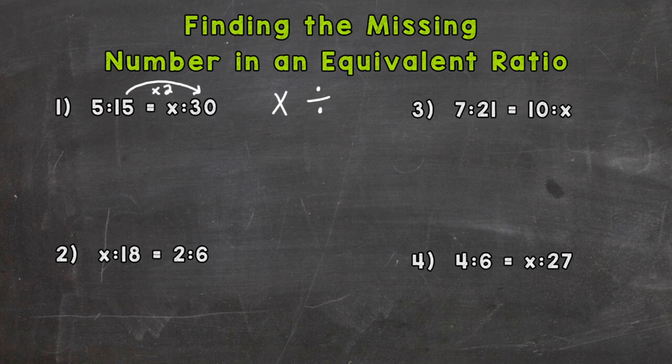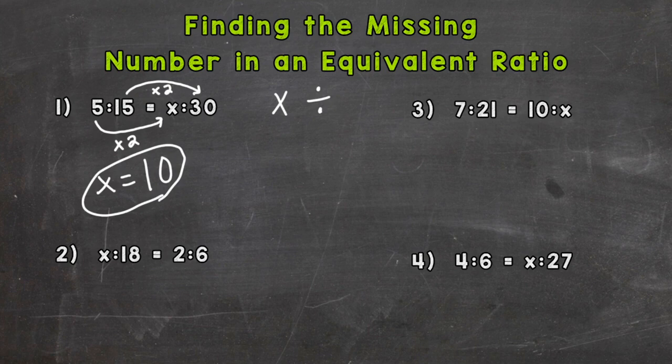Now when it comes to equivalent ratios, if you multiply or divide both numbers of the ratio by the same thing, you get an equivalent ratio. So if we multiply that 15 by 2, and then multiply that 5 by 2, the same thing, we get an equivalent ratio. So 5 times 2 gives us 10. So x equals 10.